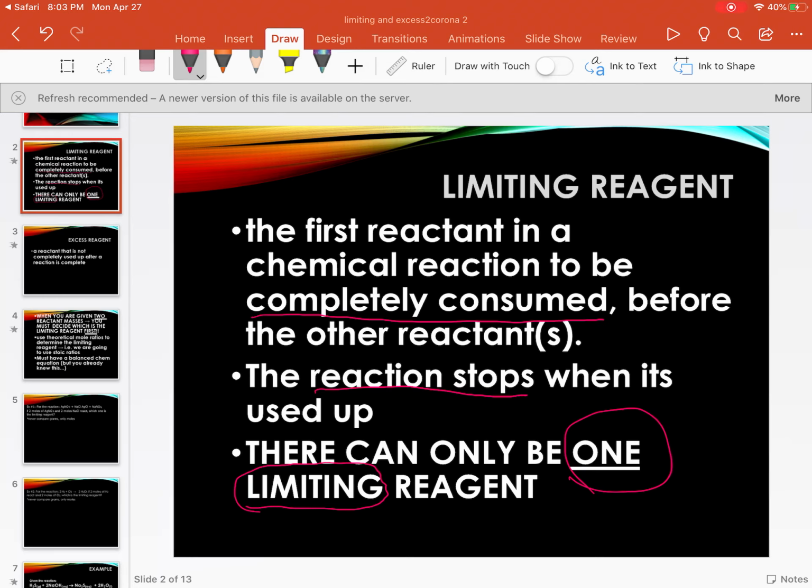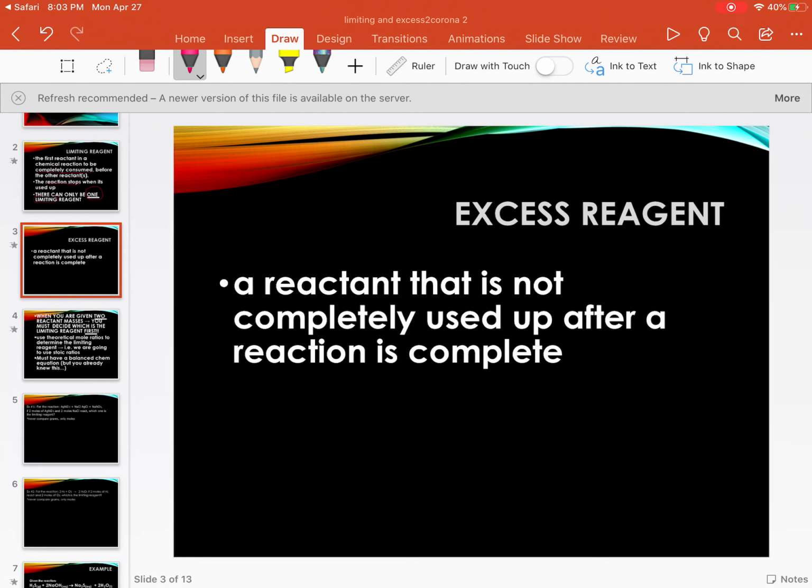Then on Thursday, the lesson will be percent yield. We can use that as a measure of how efficient the reaction is. How much did we get compared to how much we should have gotten? The other reactant or reactants are not completely used up, so you can have more than one excess reactant.